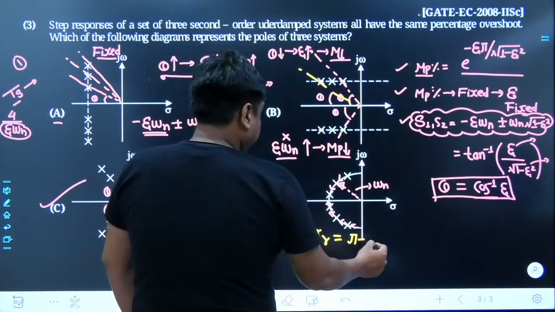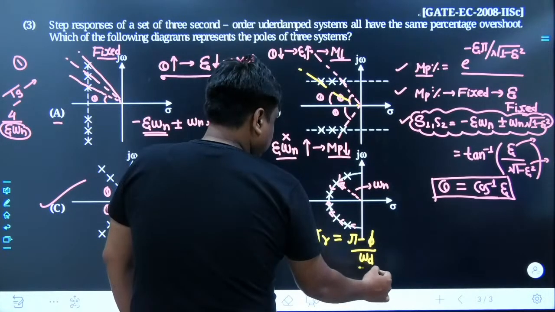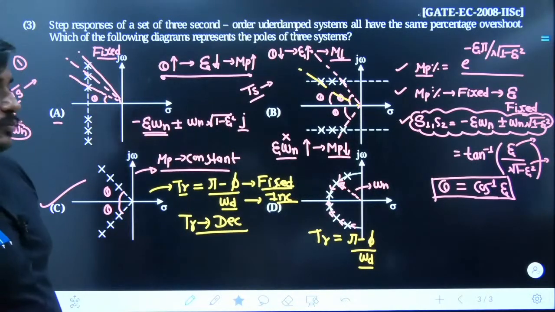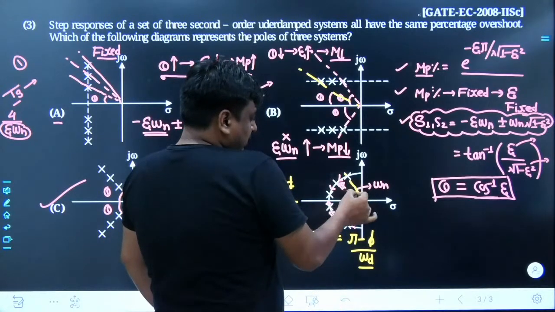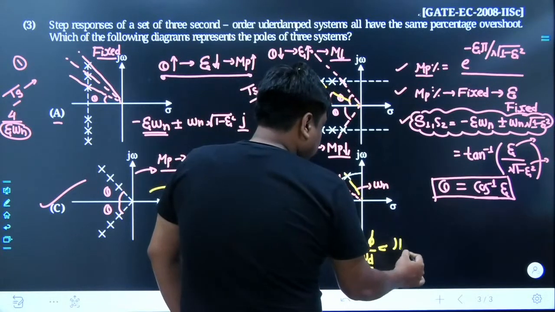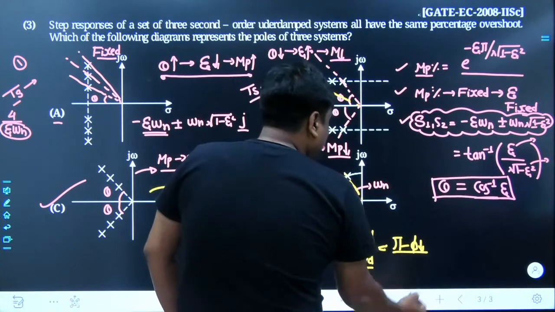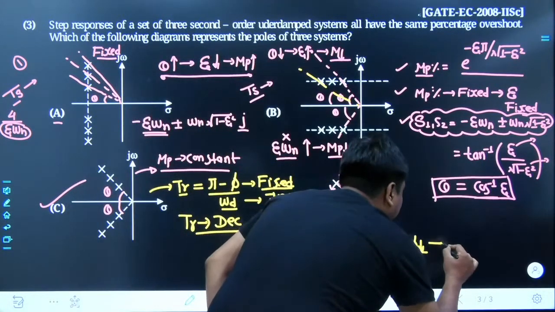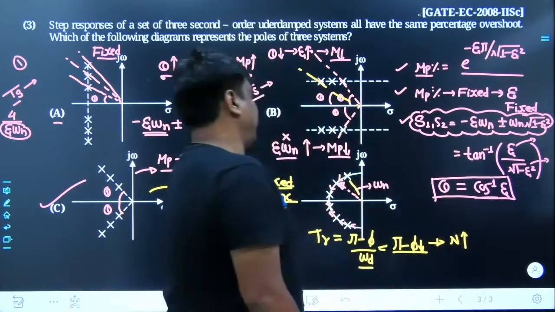Pi minus phi, divided by omega t. Phi is continuously decreasing. If you take the reference of this pole, the phi has been decreasing. So one thing is quite sure: the part which is going to get subtracted in the numerator keeps decreasing, and as that happens, the numerator keeps increasing.